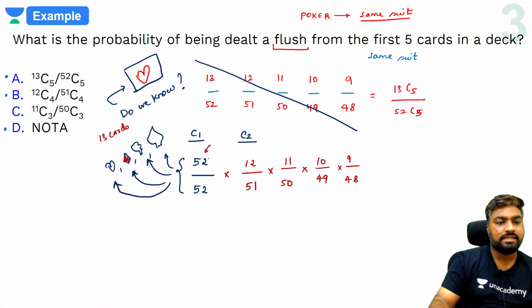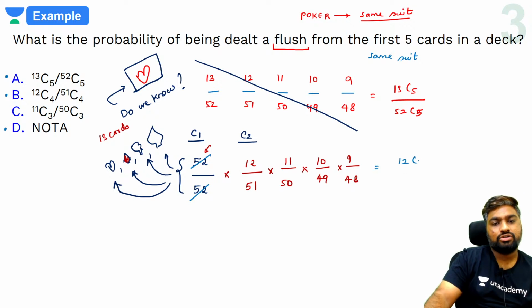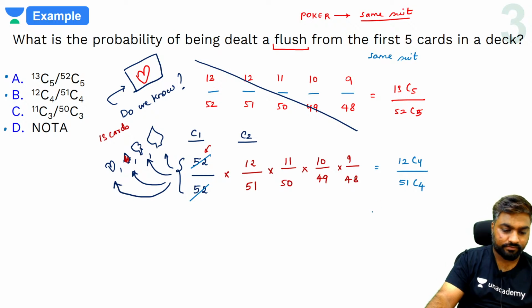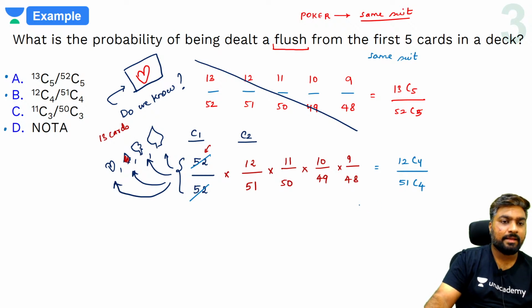So what happens here? 52 gets cancelled out. You basically have 12c4 by 51c4. ठीक है?